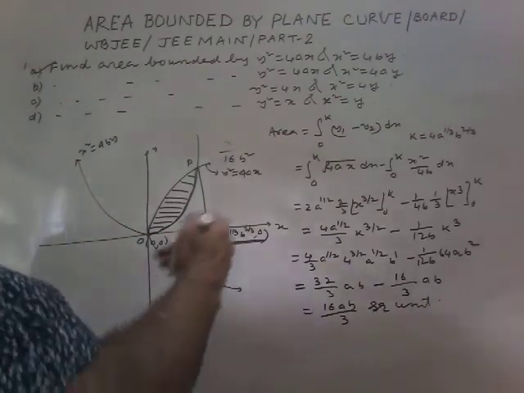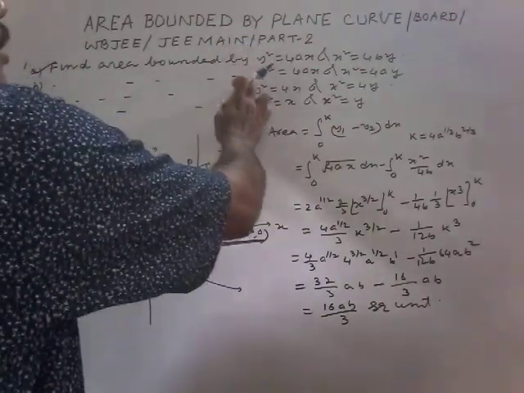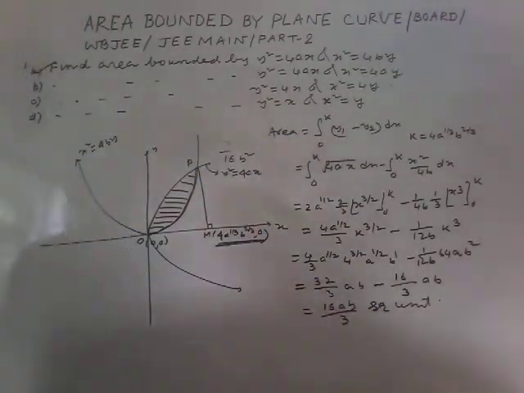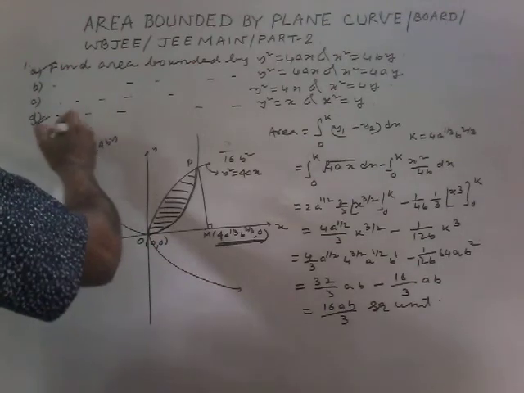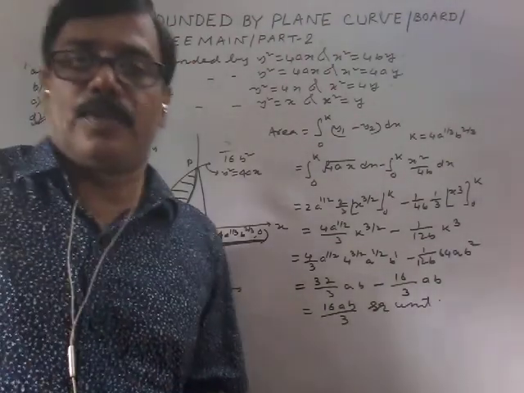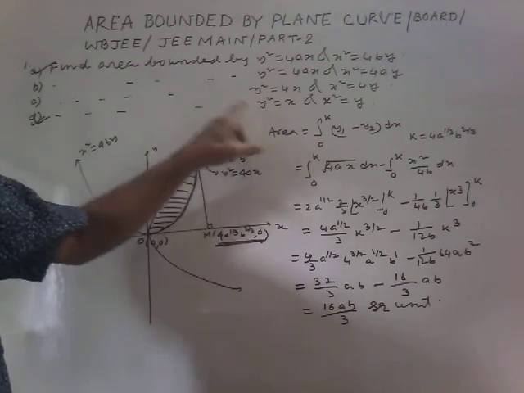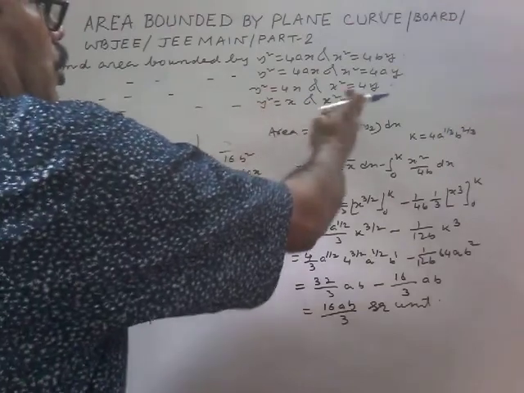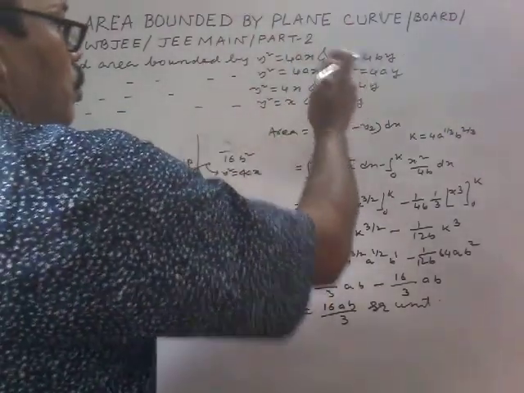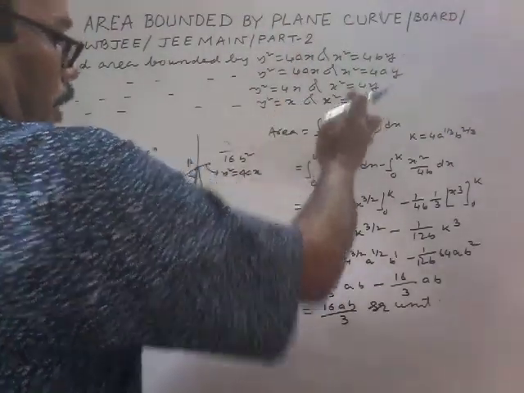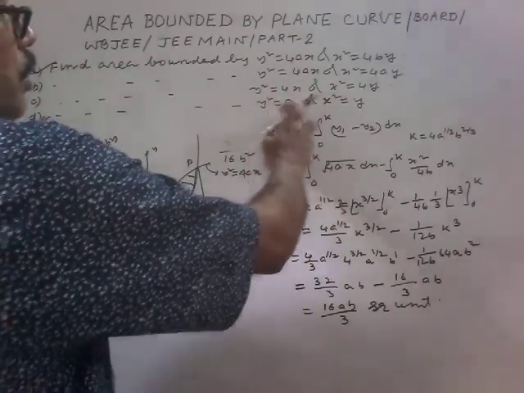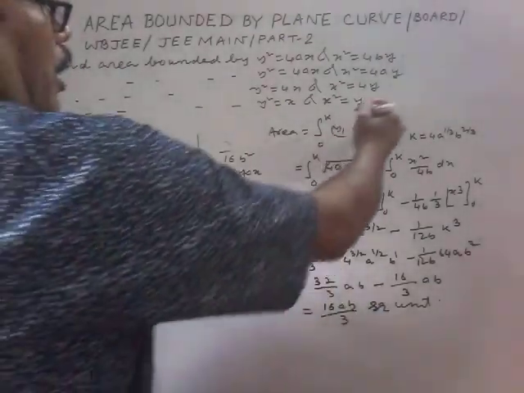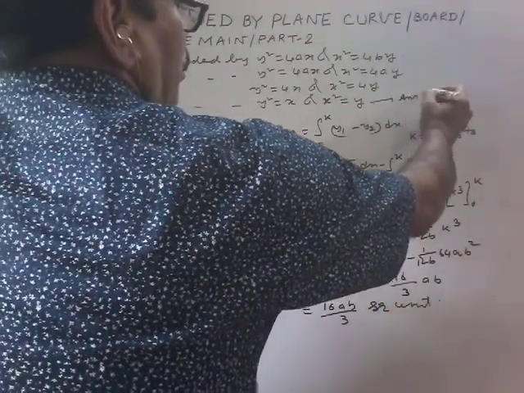Now for the second one, exactly similar, a equals b. So this is 16a square by 3. For the fourth one, it is a problem of West Bengal joint. Find the area bounded by these two curves. If you know the formula, 16ab by 3, what is a? A is 1 by 4, b is 1 by 4. So it is 1 by 3. Answer is 1 by 3.